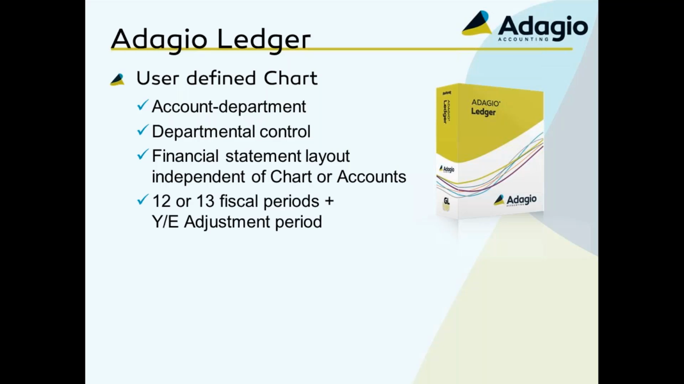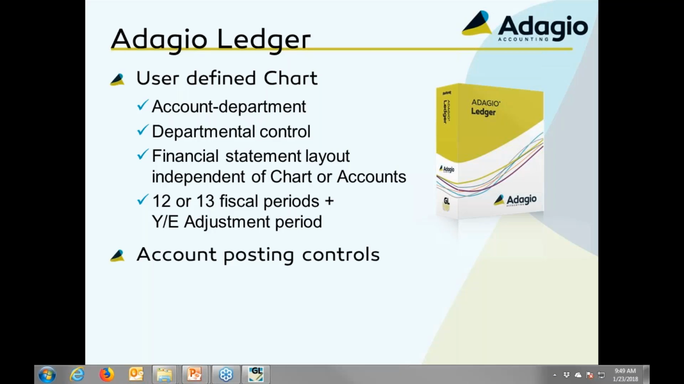The general ledger supports 12 or 13 fiscal periods and includes a separate period for year-end adjustments. So you can post the accountant's year-end adjustments, which typically involve moving revenue and expenses off the P&L and up into the balance sheet, without distorting the month-over-month operating statements that you're creating on an operational basis. So when you post to the prior year, you can post to a year-end adjusting period.